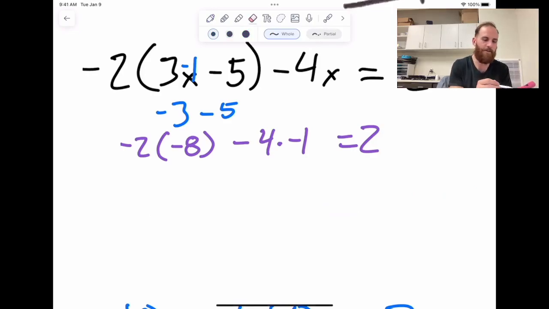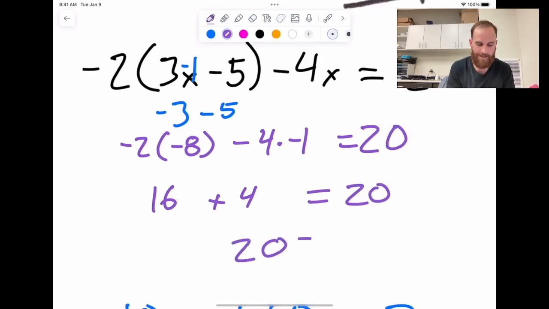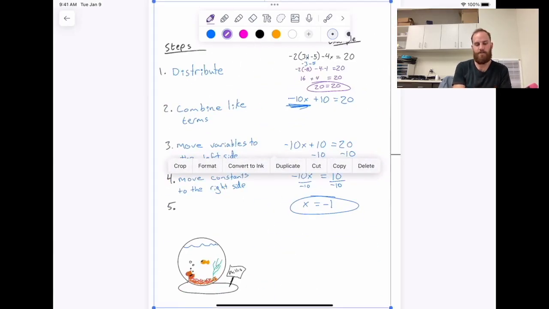Okay, so always check your answers, folks, because it's like asking me if you're right. I'm not always there, so you can just check yourself, right? Input that solution into x. So negative 2 times negative 8 is positive 16. Negative 4 times negative 1 is going to be positive 4. And does 16 plus 4 equal 20? Yes, in fact, it does. So we're good. All right, x equals negative 1 is the solution here.